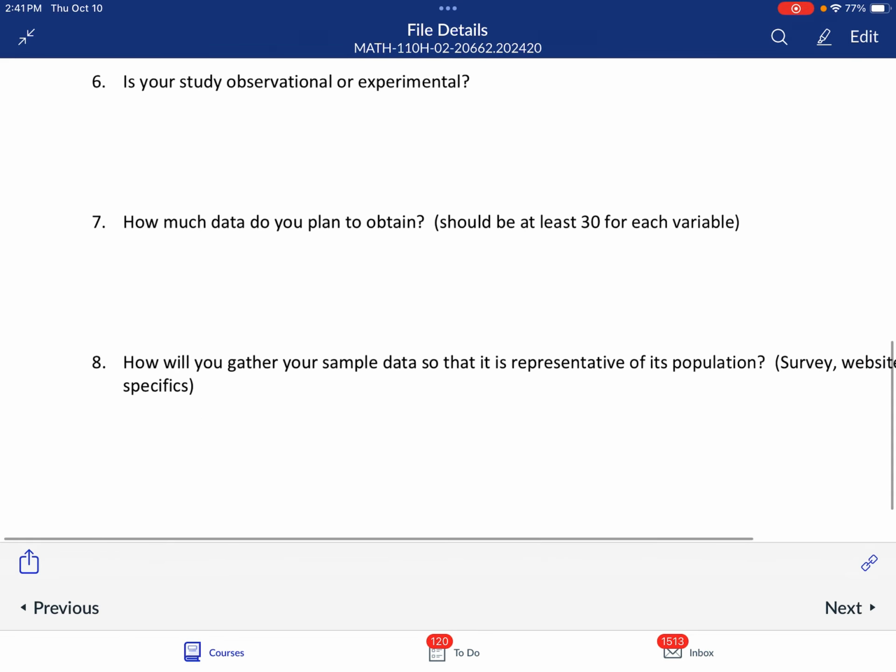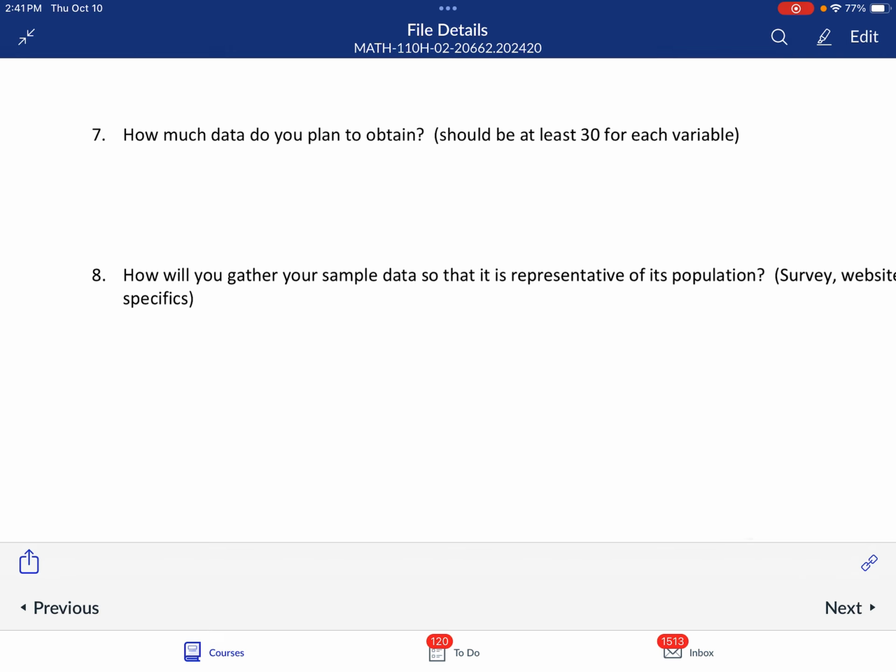How much data are you planning to obtain? It should be at least 30 for each variable. So if I'm collecting data on adults' foot length and height, then I need to make sure I collect it from 30 individuals. I have had students that compare 2 different things, maybe 2 different national parks, let's say Yosemite and Sequoia. Then I'm going to have to collect 30, maybe average rainfall every year in Yosemite, and likewise 30 for Sequoia National Park.